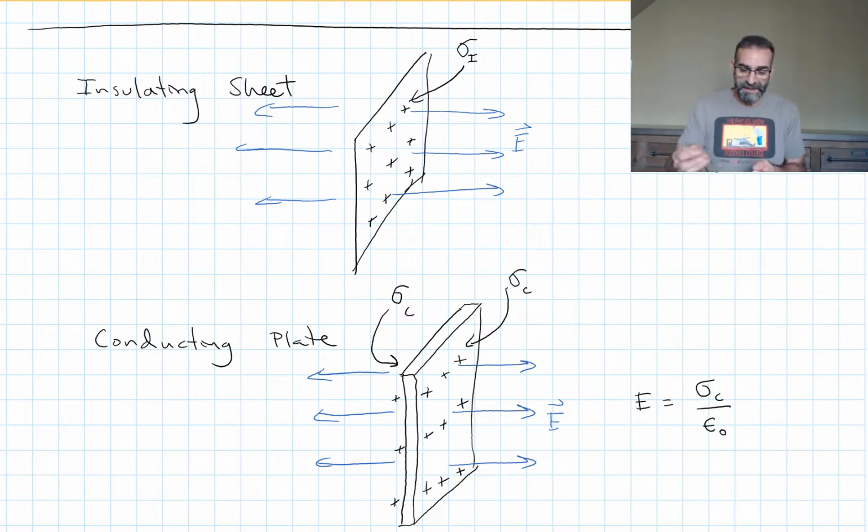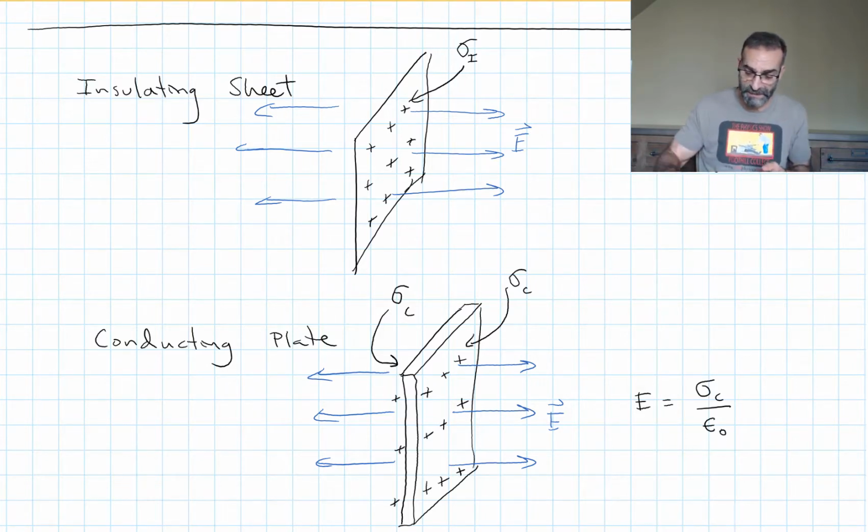Well, if the sigma conductor is equal to half the sigma insulator, then the total charge there per square meter is the same, as we talked about in the last lecture. Half of it is on one side of the conductor and half of it is on the other face. But the total would be the same as on the insulator. And then you get the exact same electric field. It really has to do with the way sigma is defined.